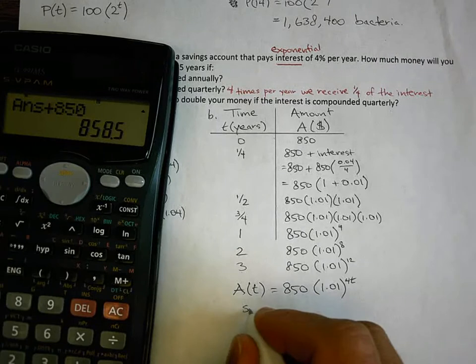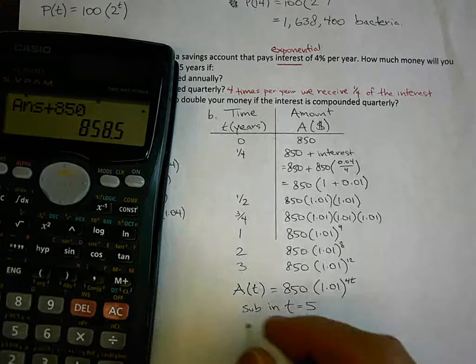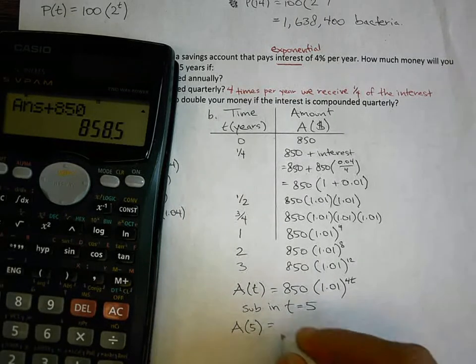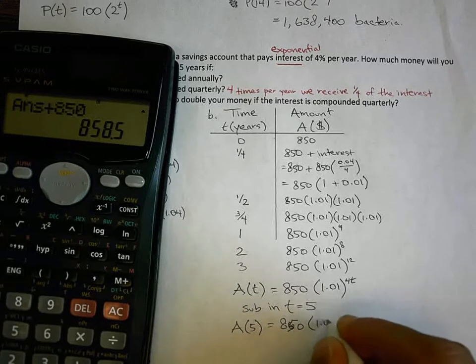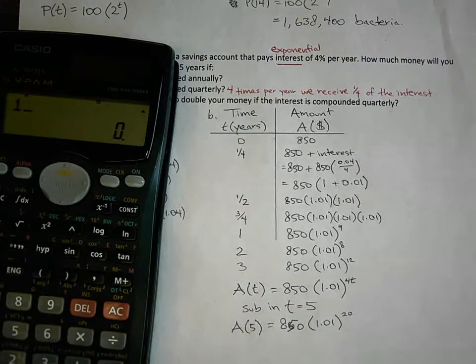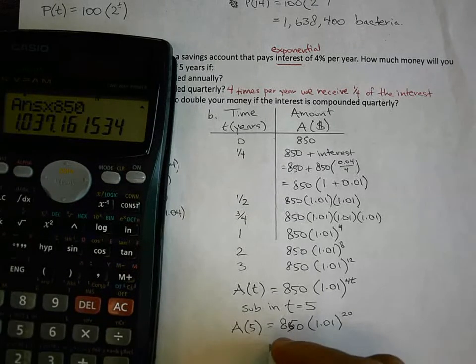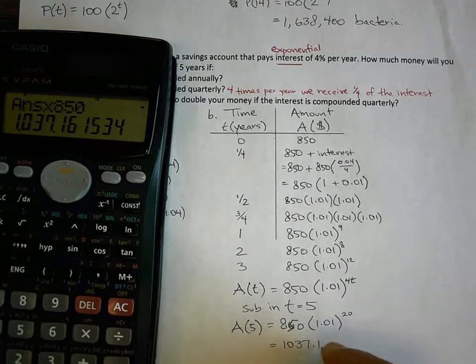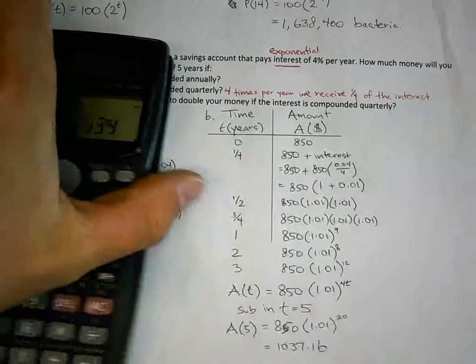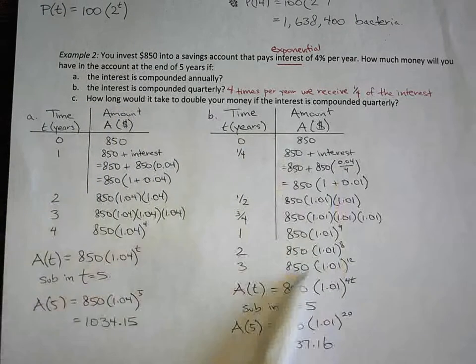So watch, let's sub in after 5 years, at time 5. So then I'm going to sub in, so I have 850 times 1.01 to the power of 20. Type that into my calculator, 1.01 to the power of 20 times 850. And that gives me 1037.16. Which account is better? The more frequent compounding is marginally better. That's $3. You can go buy a nice coffee.